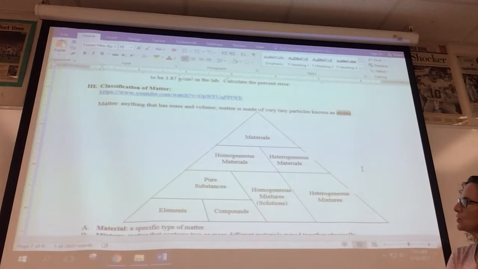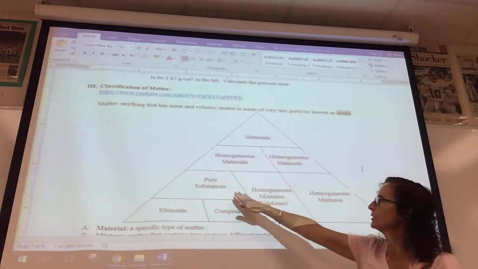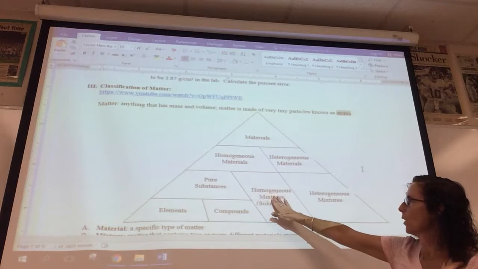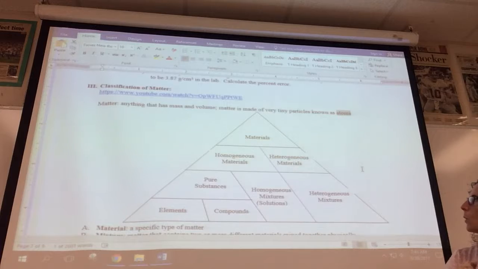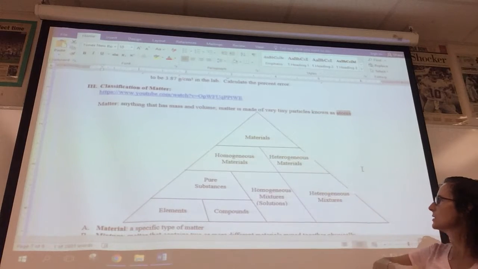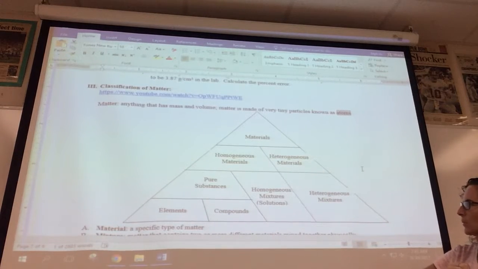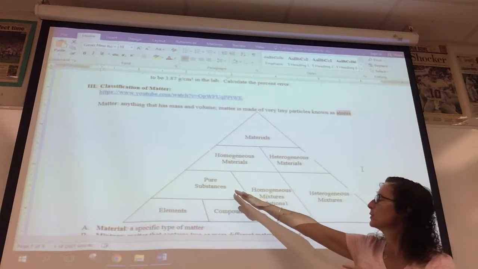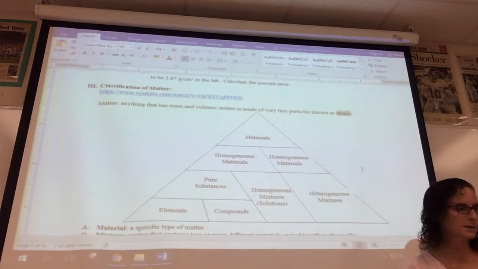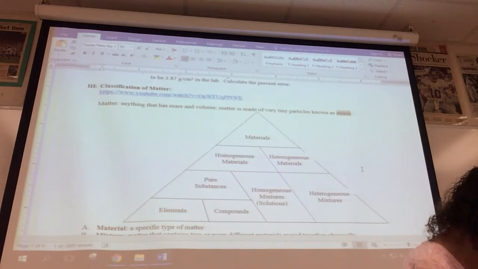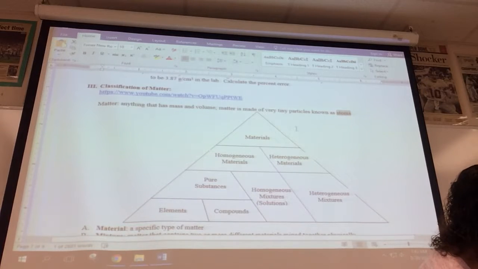With your homogeneous materials, you can have pure substances, or you can have homogeneous mixtures, and the video will go into that a little bit more. With your heterogeneous materials, you can have heterogeneous mixtures. So what we're going to see from the video is the difference between pure substances and mixtures, and then we'll discuss it below. And again, a lot of those key terms are defined for you. Let's take a look at a short video.